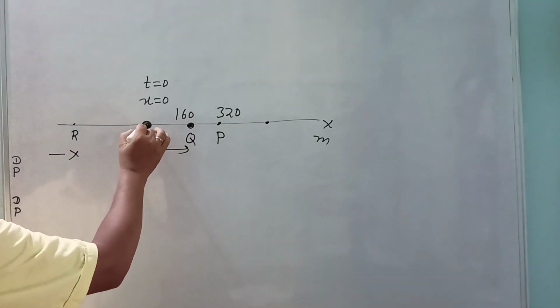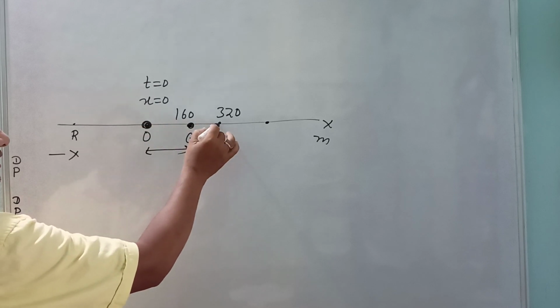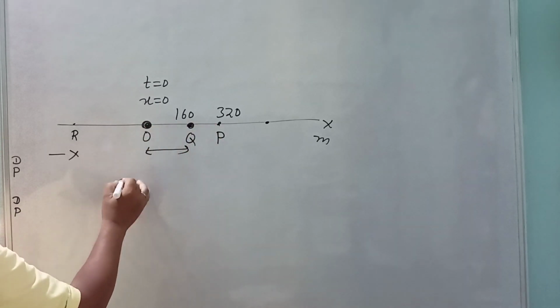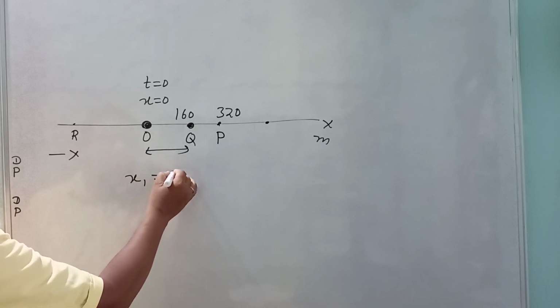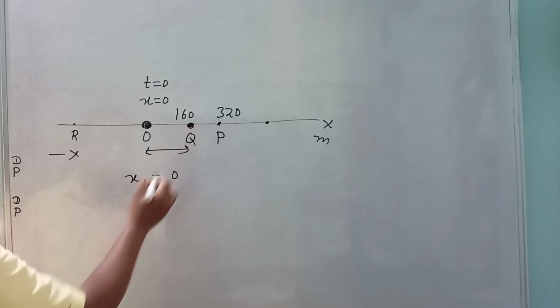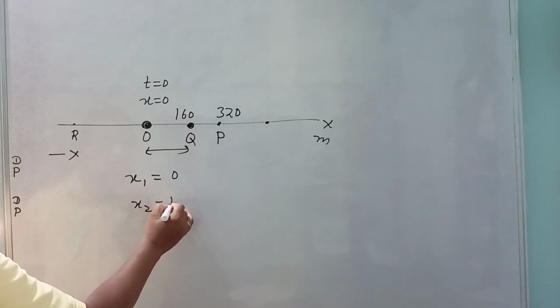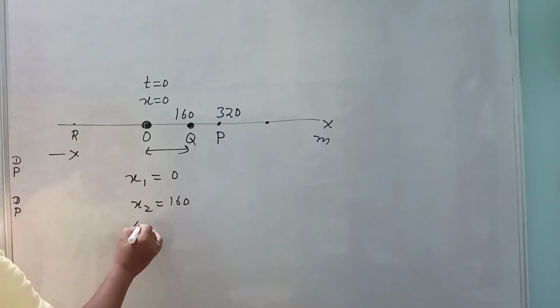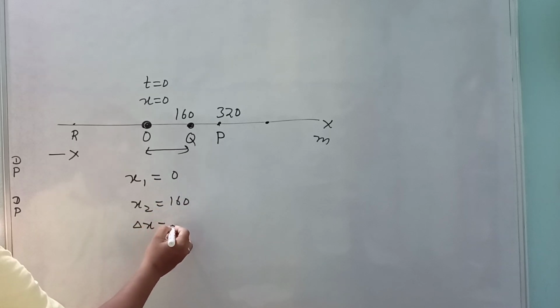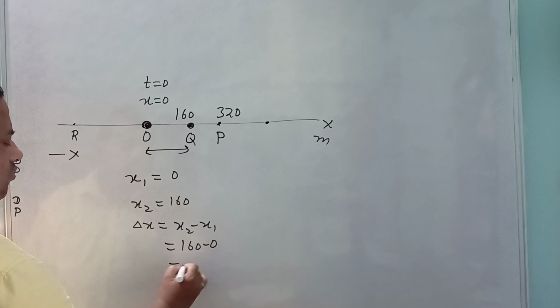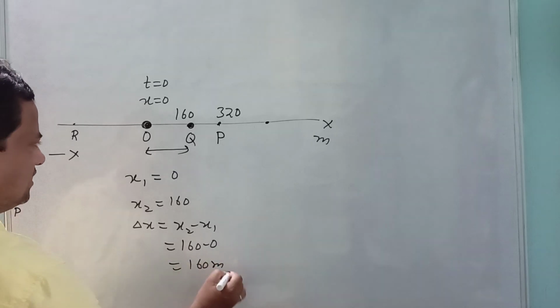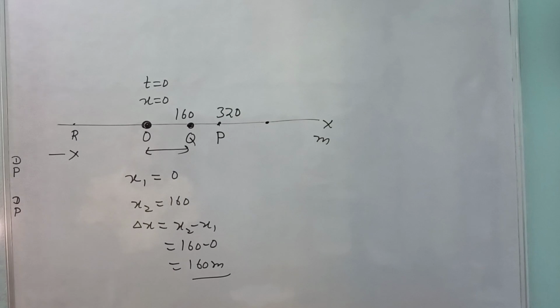You see, if one moves from origin to P, then to Q, then your initial position x1 is what? 0. Your final position x2 what? Your 160. So what is delta x? Final position minus initial position, that gives you 160 minus 0, that is 160 meter. So in this case, displacement is 160 meter.